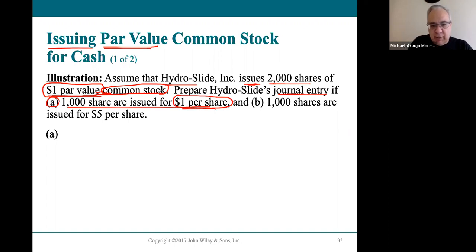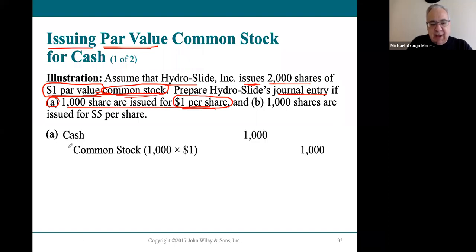So all the money is going to be credited to the common stock account. In this case, we are going to debit our cash because they raised $1,000 in cash. That's 1,000 shares at $1 per share. It's $1,000. But because they sold the shares of stock for the exact same amount as their par value, all of this $1,000 is going to be credited to the common stock account. In the next part, they actually sold 1,000 shares at $5, which is higher than the par value. So we treat that a little bit differently in the accounting. So this is very straightforward.